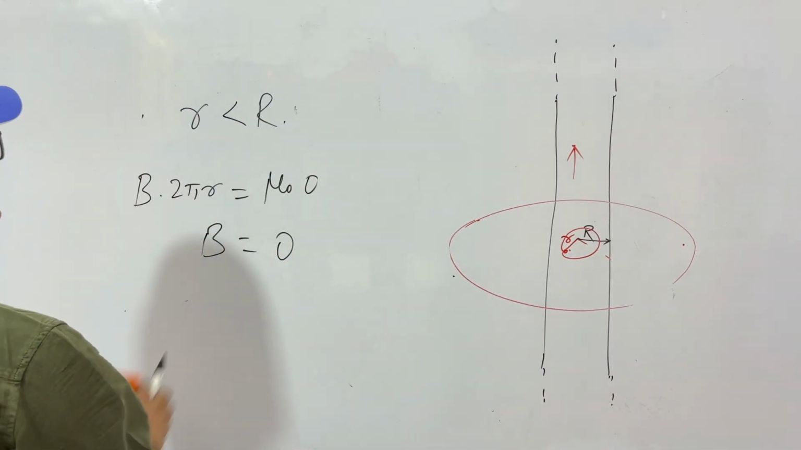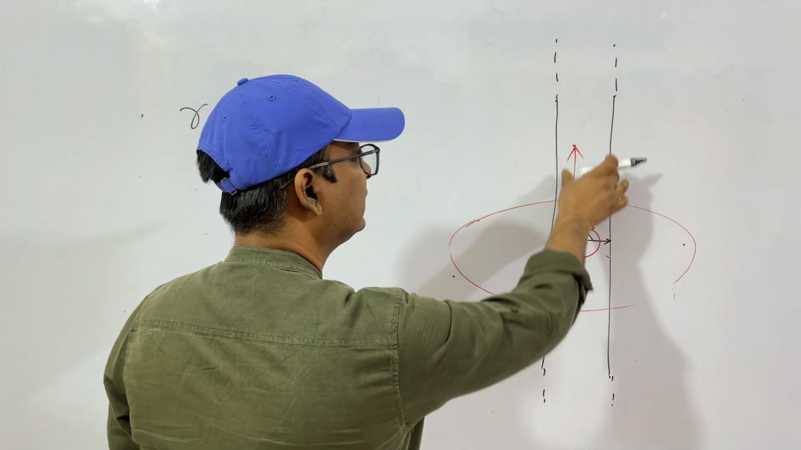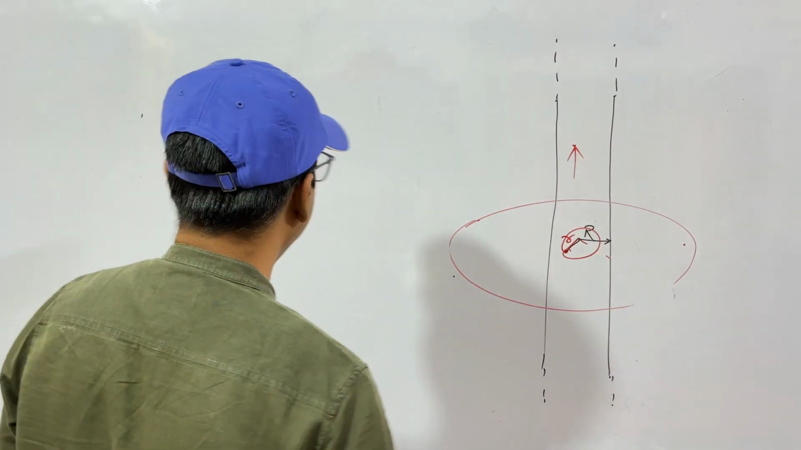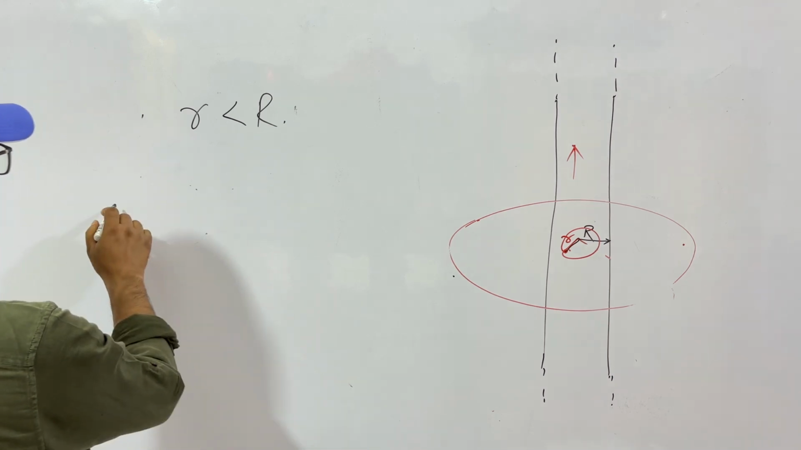Clear? But if it is not hollow, let's say it is filled with material, whatever material this conductor is made of, then see what happens.